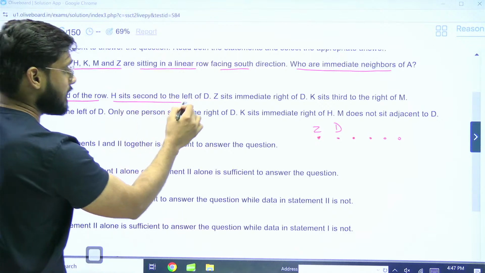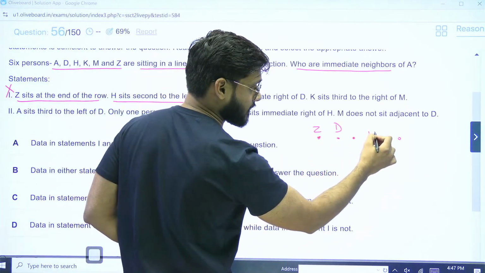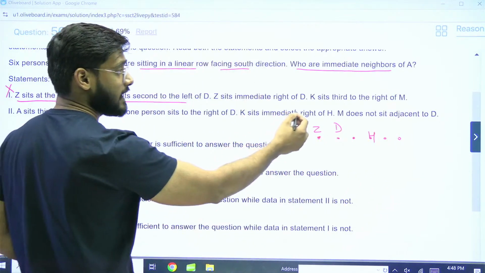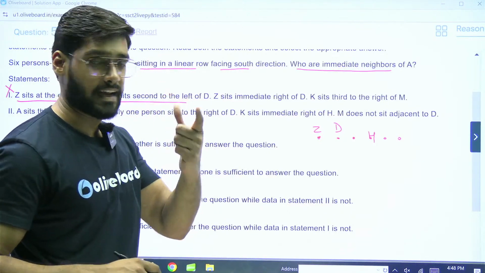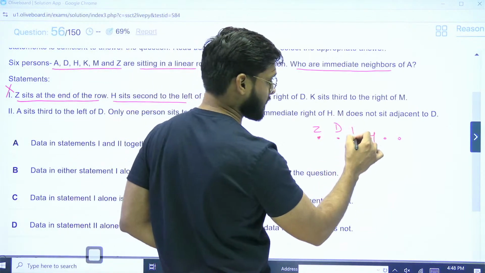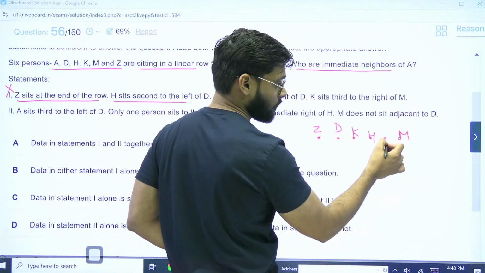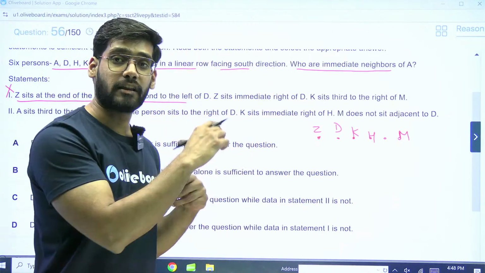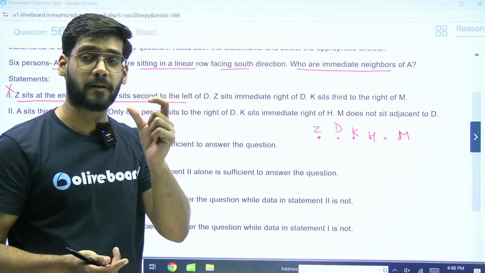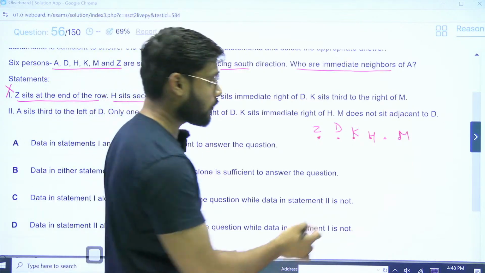H is second left of D, so 1 and 1, 2. H will come over here. K is third right of M. If K is third right of M, there will be 2 persons between K and M, so K and M will be like this: 1, 2, 3. And see what I told you, it may be possible that all the 5 persons can be fixed and the remaining person A will be fixed by default. So A will come over here.